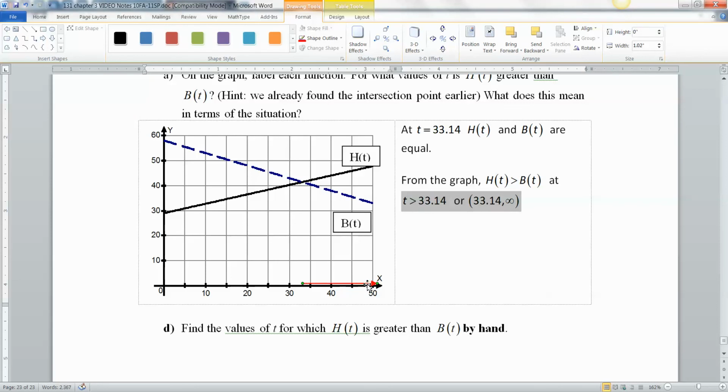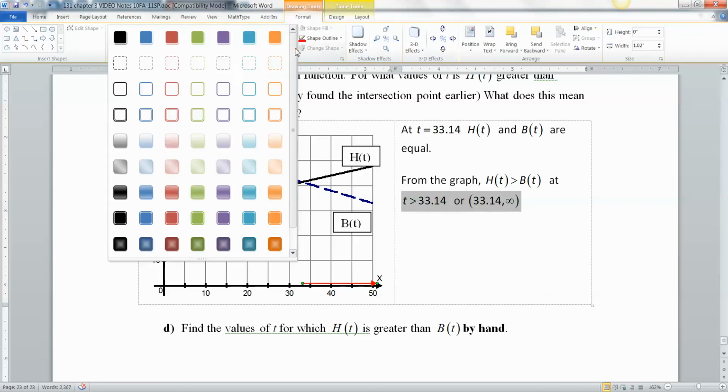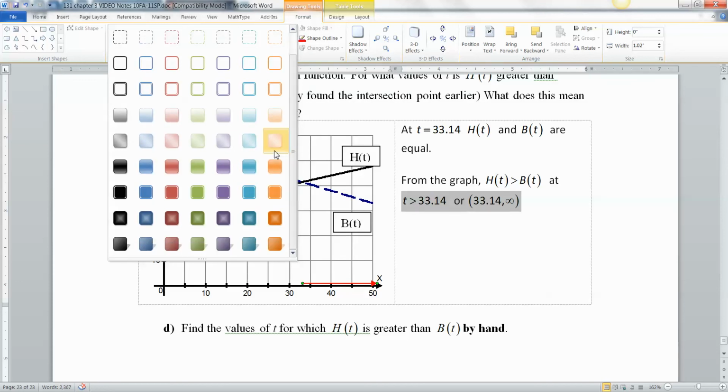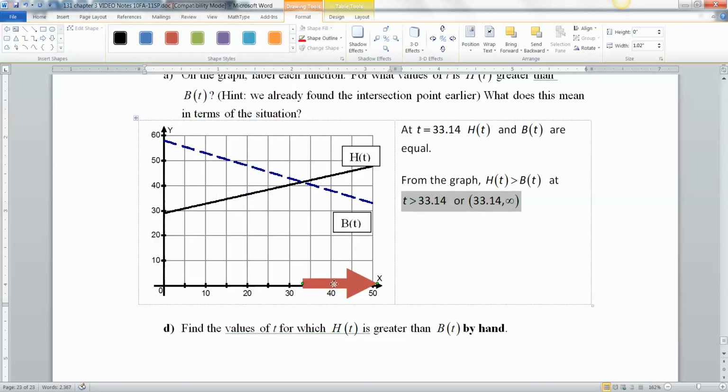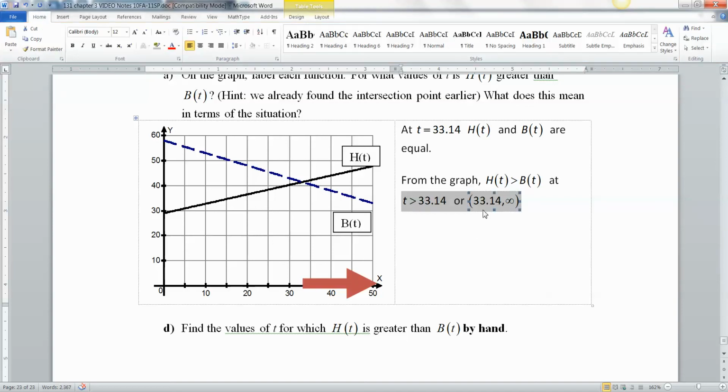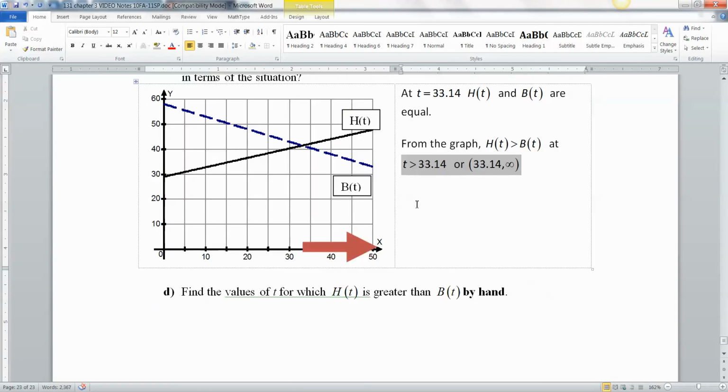So now I need a way to say that in terms of English. It's all well and good to talk about it like that. So from this point over to the right, that's what we're saying here in this little gray part: t is greater than 33.14. Now the trick is we have to explain what it means. Remember 33.14, since this was since 2000, that's 2033.